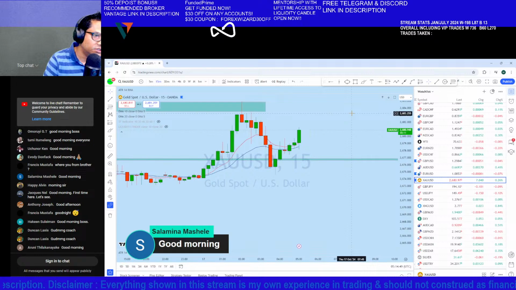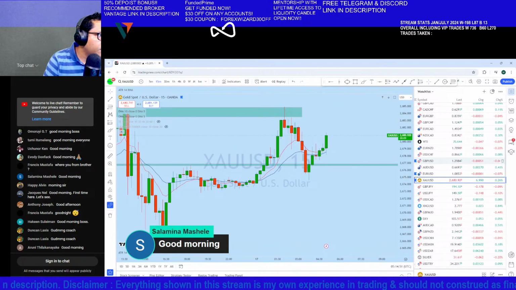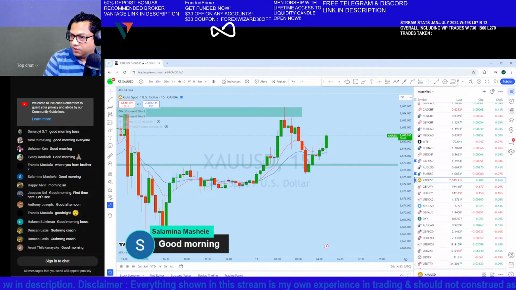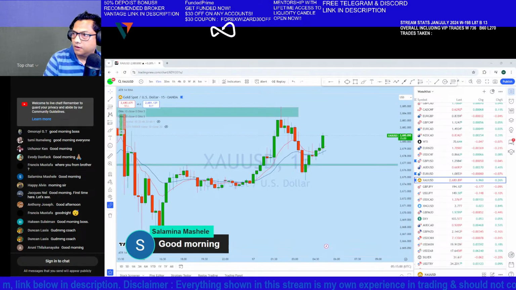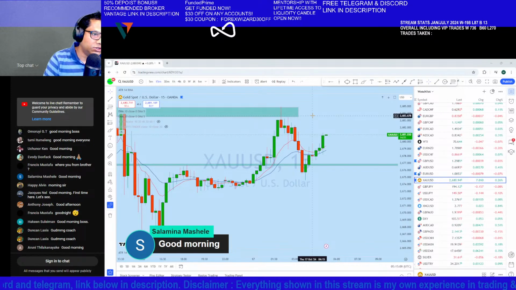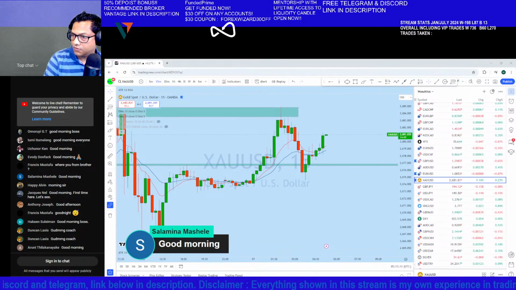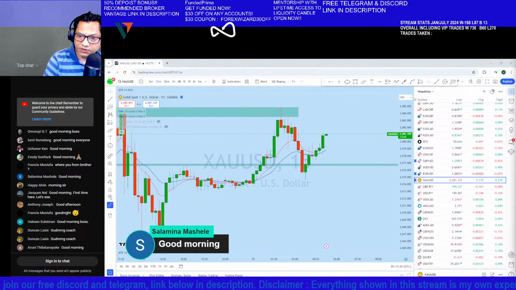As we can see, this is the 15 minutes candle. I think it's forming another liquidity candle on the 15 minutes chart. So we can say that on XAUUSD, there's a 15 minutes liquidity candle formation, and that might lead price to potentially bounce to the upside.